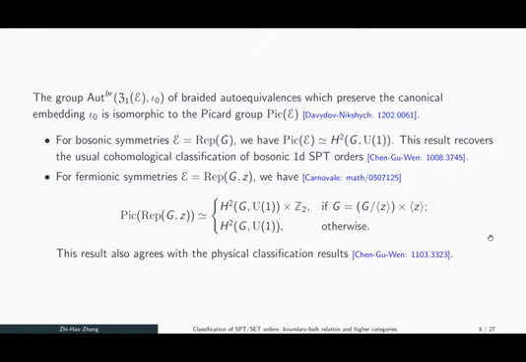And for fermionic symmetries, E is Rep G^f. It is also computed in the following result. And this also agrees with the physical classification result. So our classification recovers the usual physical classification using matrix product states. And our approach is only a categorical approach.